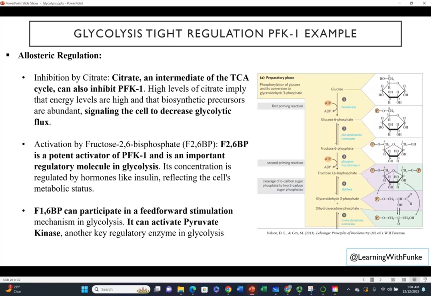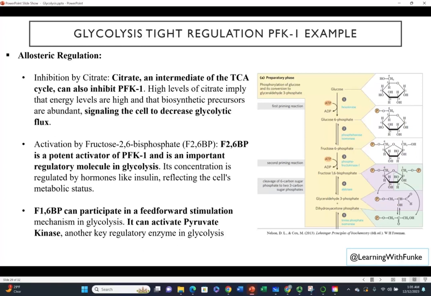Similarly, another example is activation by fructose 2,6-bisphosphate. This is a potent activator of PFK1, and it's an important regulator in glycolysis. Its concentration is regulated by insulin, and that reflects the metabolic status of the cell.